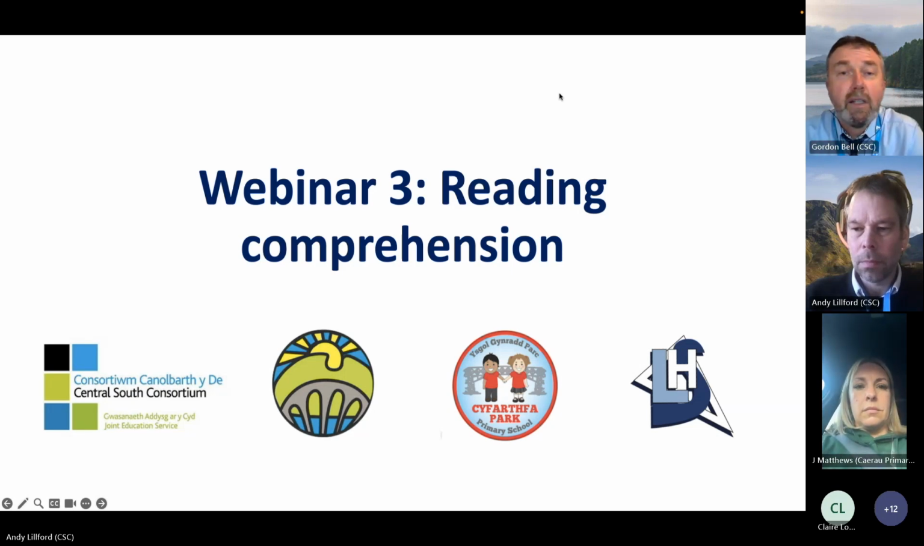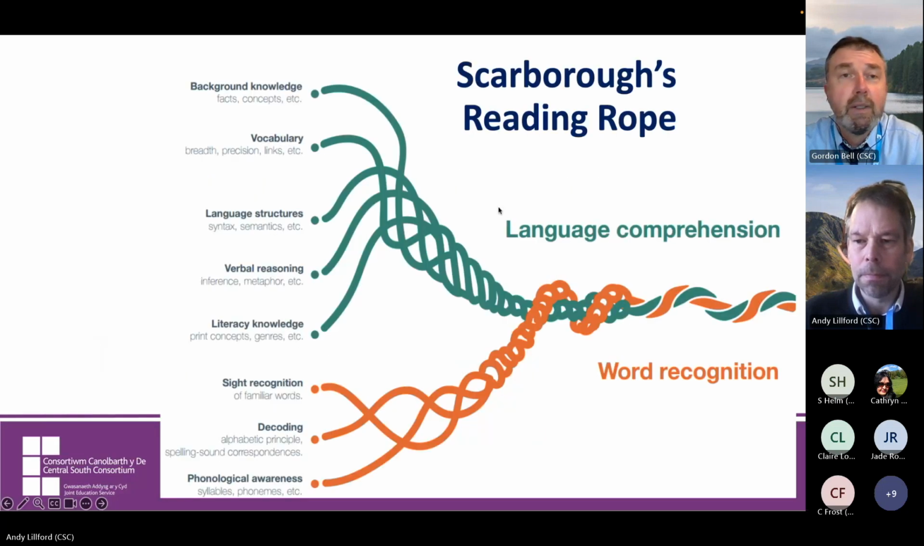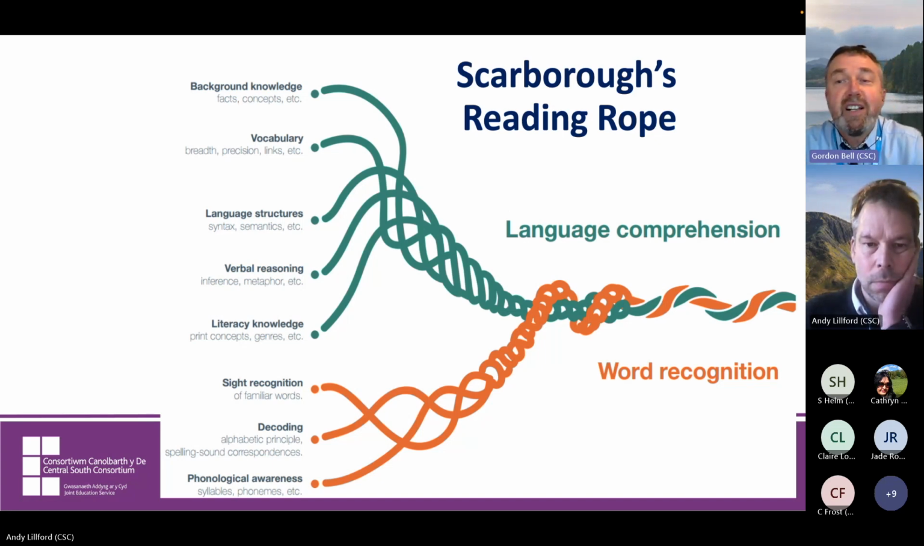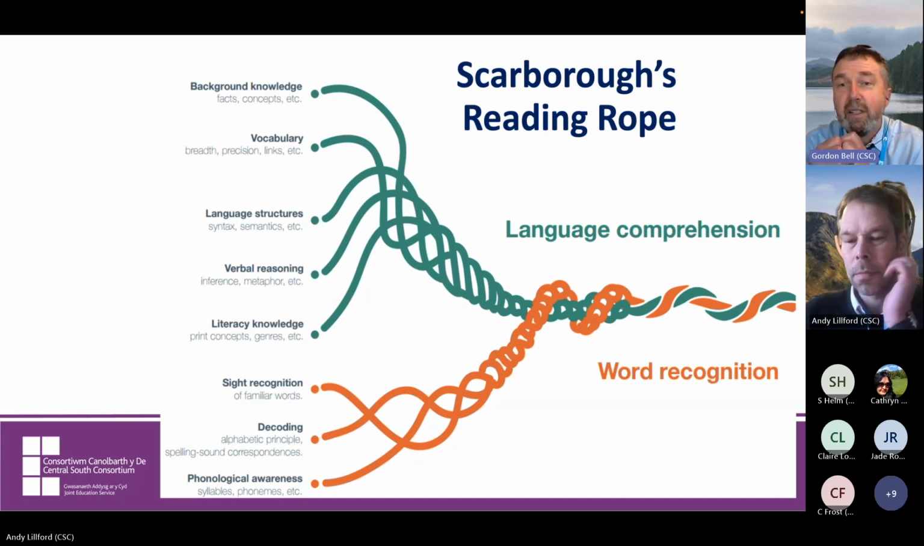Next slide please, Andy. If you have attended the previous webinars, you will be becoming very familiar with this diagram, Scarborough's reading rope. Dr. Scarborough has provided us here with a model to demonstrate how different strands are woven together in the course of becoming a skilled reader. The 2 major strands, as you see, are language comprehension and word recognition, but those strands are made up of smaller strands and each is of great importance.